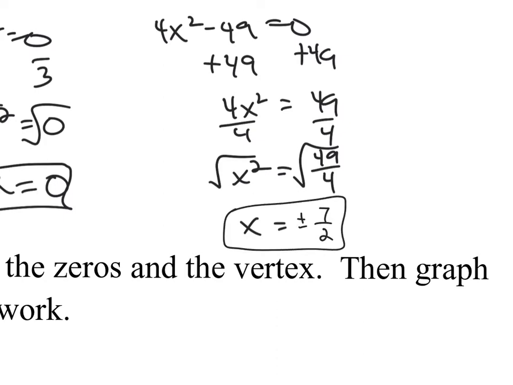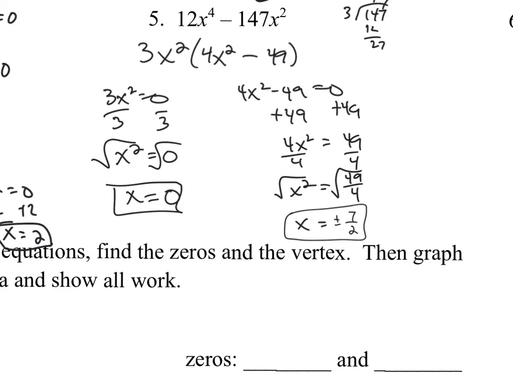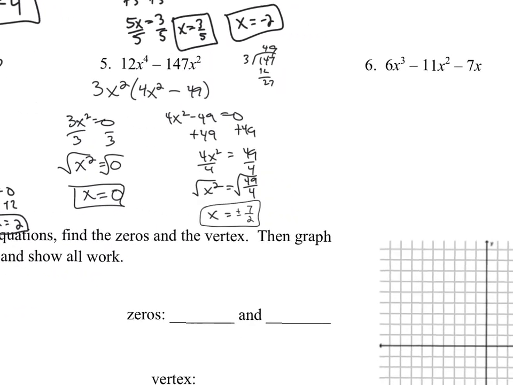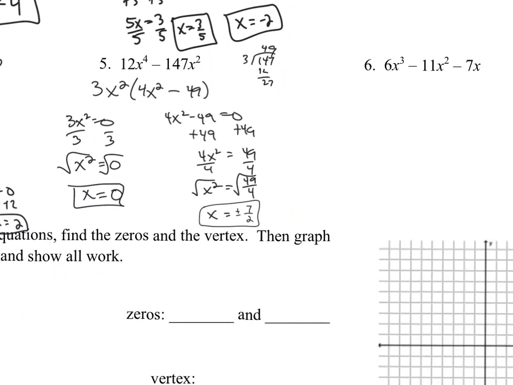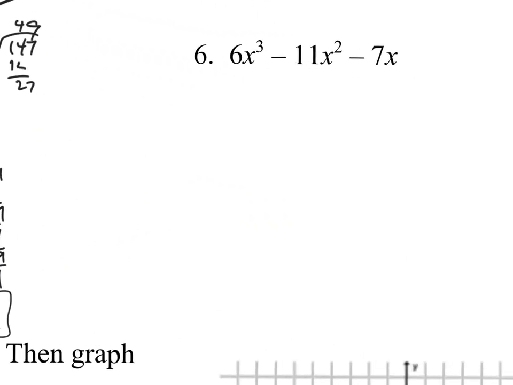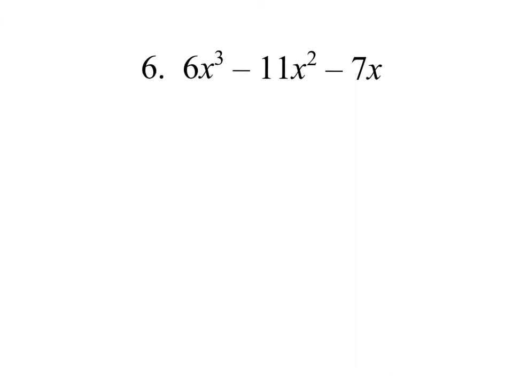So we have 3 unique answers. We've got 0, 7 over 2, and negative 7 over 2. But that 0 technically happens twice, because it's a 4th degree polynomial. All right, and then this one's a 3rd degree, so we should have 3 answers. I can pull an x out first.